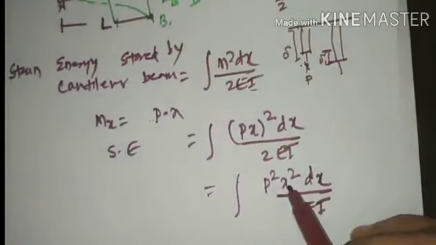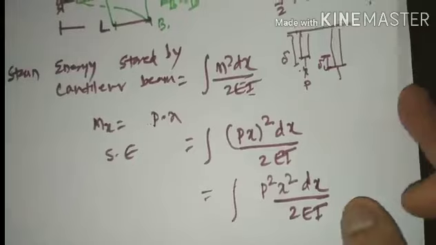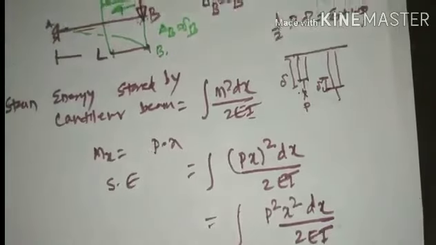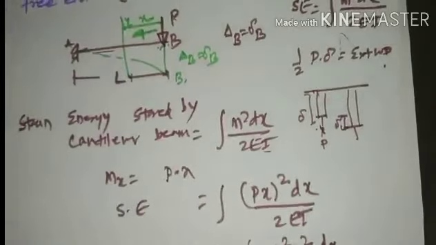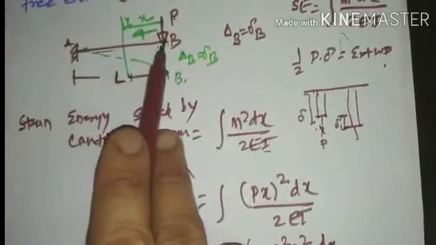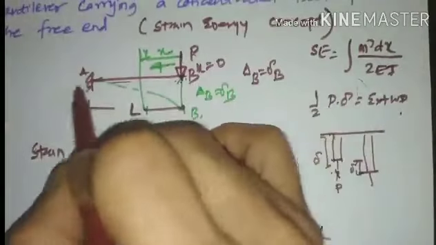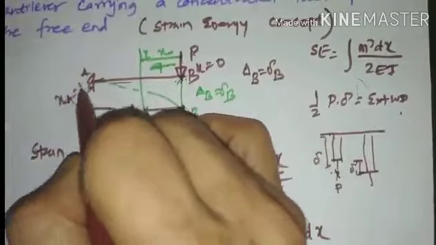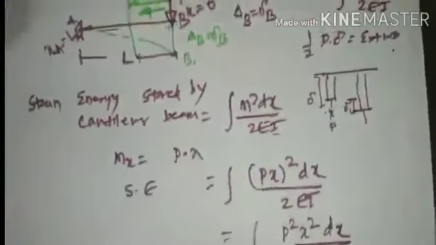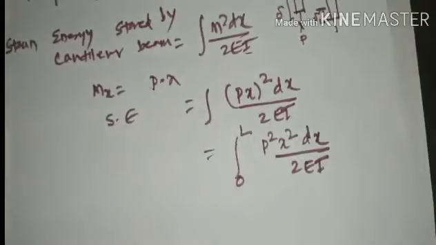The integration of x squared will be x cubed by 3. There is no problem with respect to that. Now coming to the limits of integration, the section shall start from B and terminate at A. When the section starts at B, the x value at B will be 0, and when it terminates at A, the x value at A will be L. So the limits of integration shall be 0 to L.